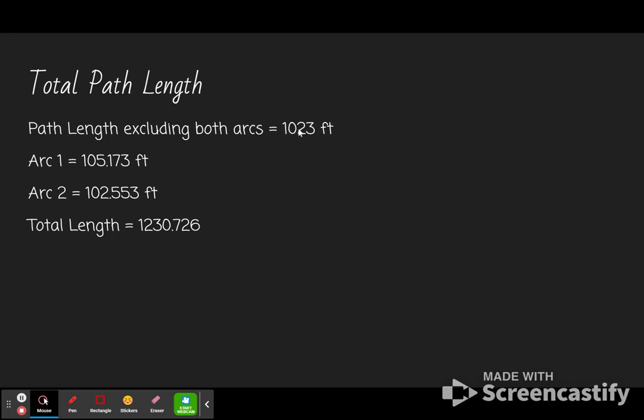And then for my total path length, I took the path length without both arcs that I got before, which again was 1,023 feet, the length of the first arc, which was 105.173 feet, and the length of the second arc, which was 102.553 feet, and added them all together, and the total length of my path is 1,230.726 feet.